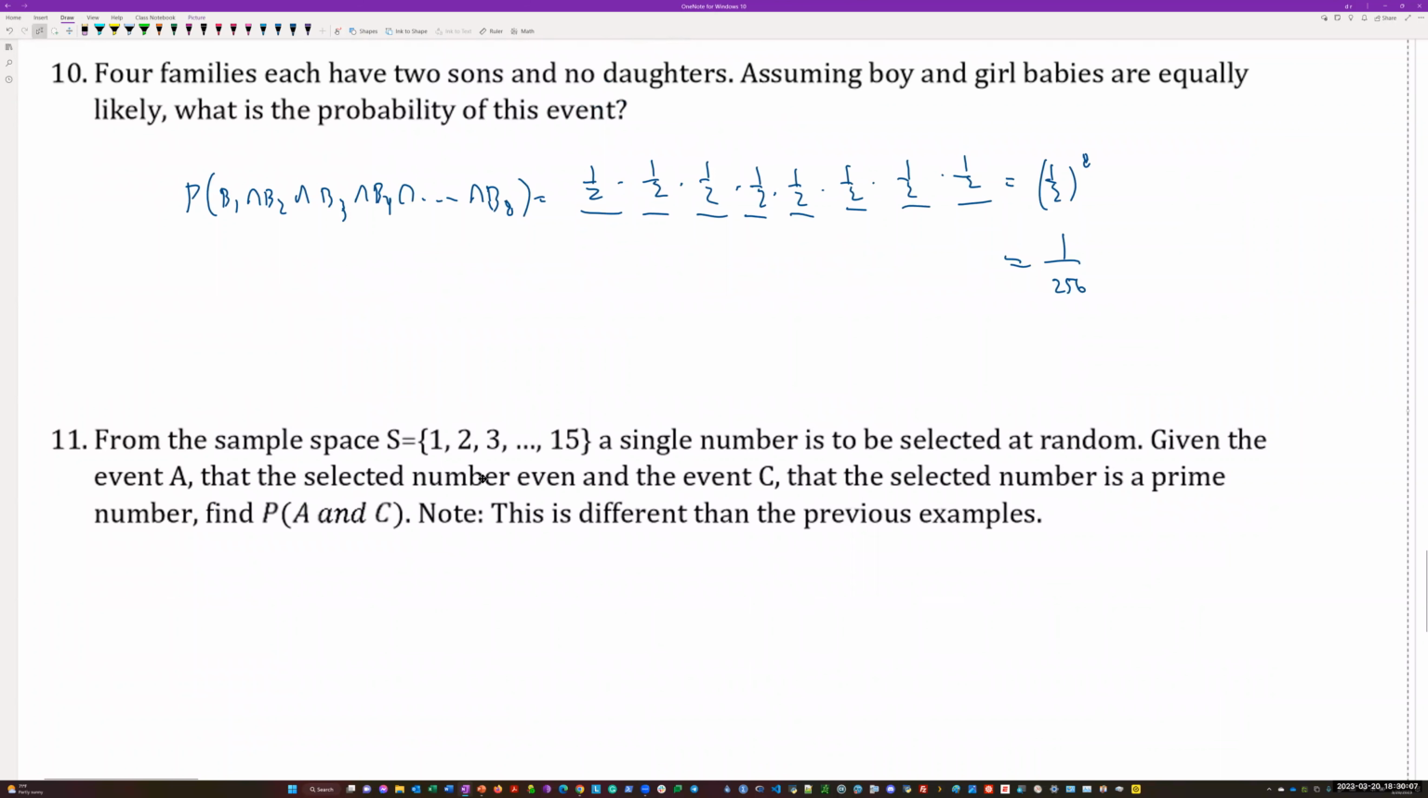From the sample space S, 1 through 15, a single number is to be selected at random. Given the event A, that the selected number is even, and the event C, that the selected number is prime, find the probability of A and C.